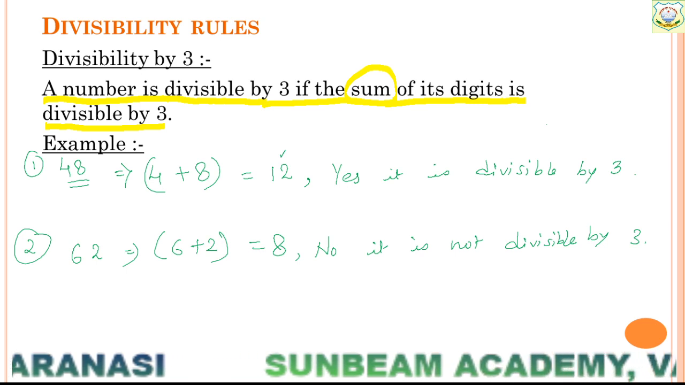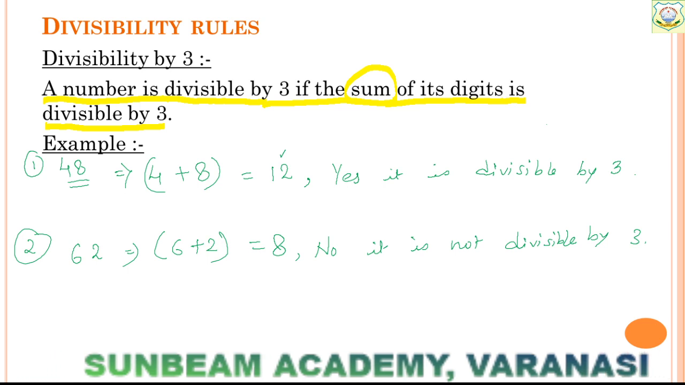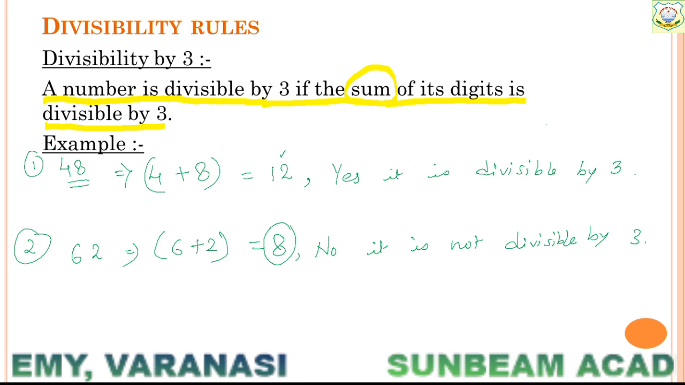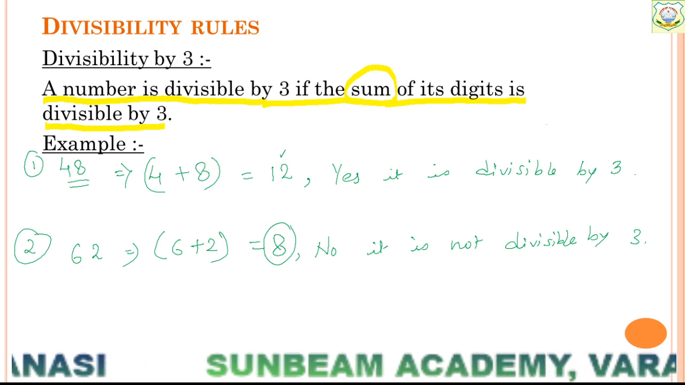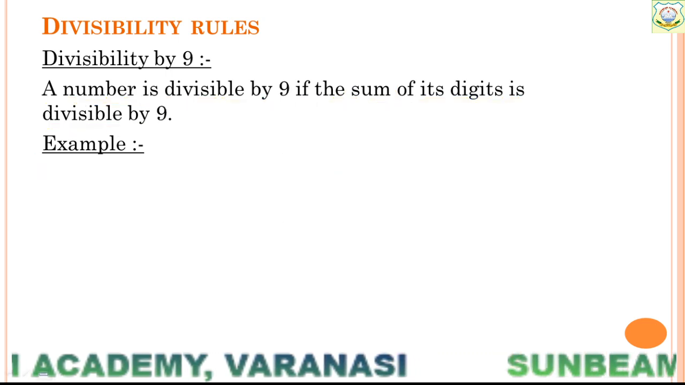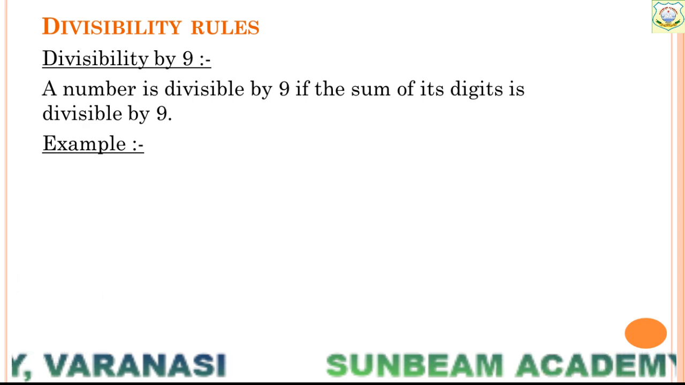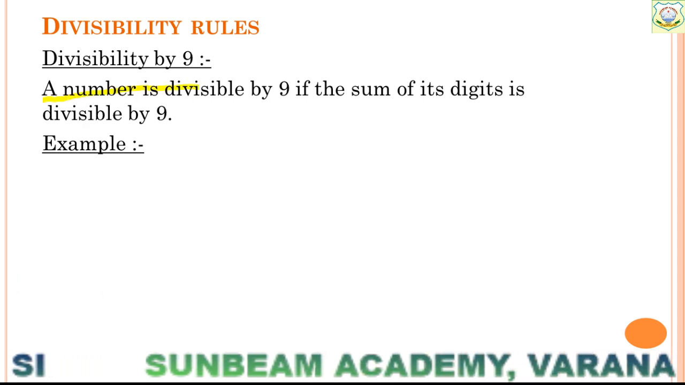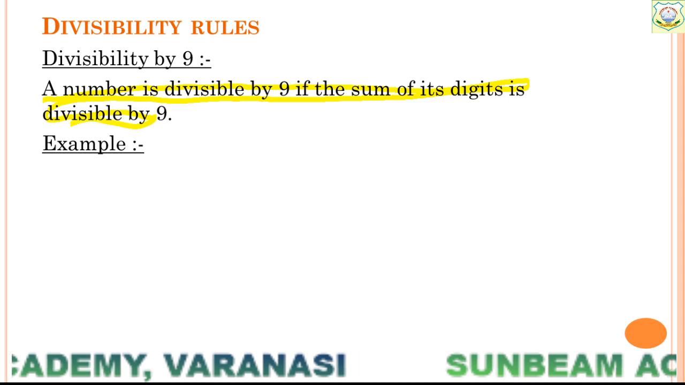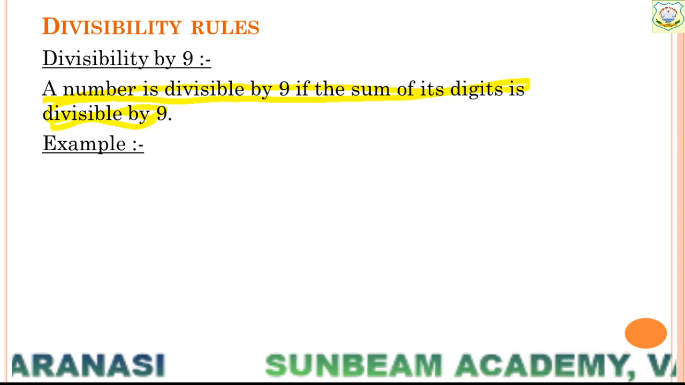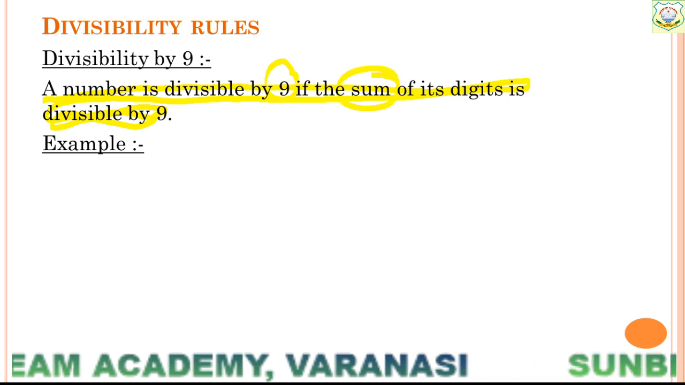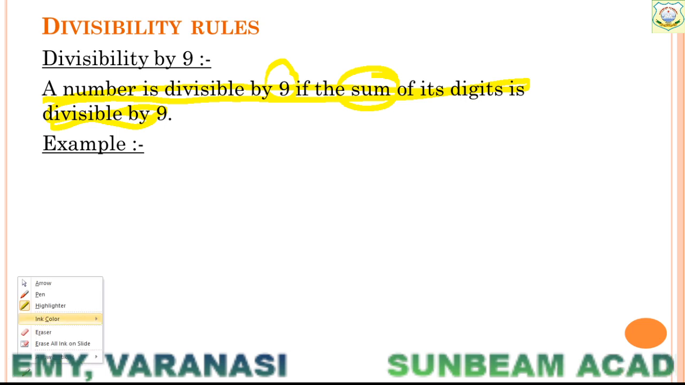I hope now it is clear. First you have to add and then you have to see whether this number comes in the table of 3 or not. Okay. So now moving to the next rule, divisibility by 9. It is like the rule of 3. First read out. A number is divisible by 9 if the sum of its digits is divisible by 9. So that's the rule, right?